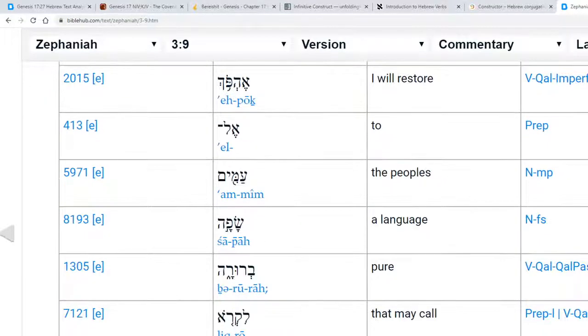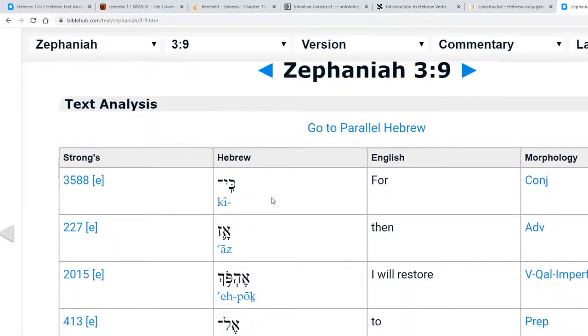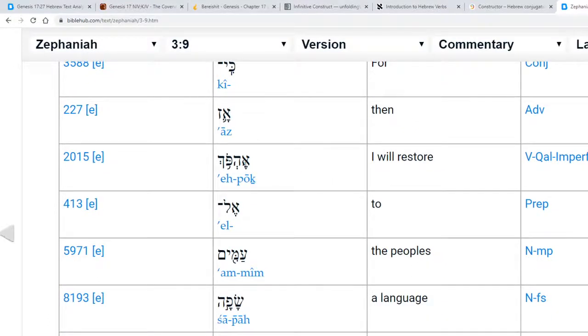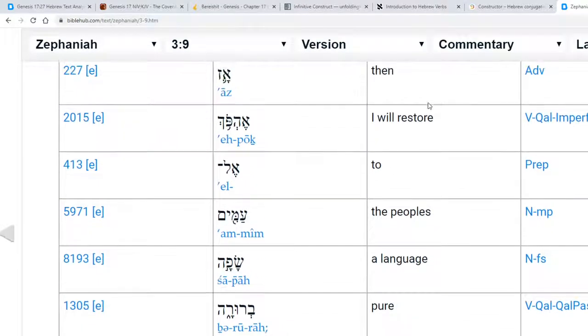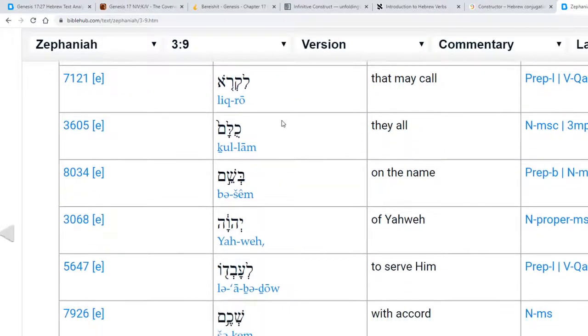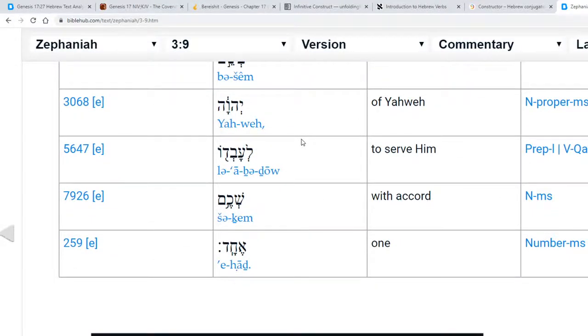As always, I will end with one of my favorite verses, Zephaniah 3:9. Ki az ehpoch el amim safa brura likro chulam beshem Havaya le'ovdo shechem echad. For then, ehpoch literally means I will turn over, but they're saying restore. El amim, to the peoples. Safa brura, a pure language, a winnowed language, a clear language. Likro chulam, so that they may all call beshem Havaya, in the name of the Tetragrammaton, le'ovdo, to serve Him, shechem echad, with one shoulder, with one accord together.